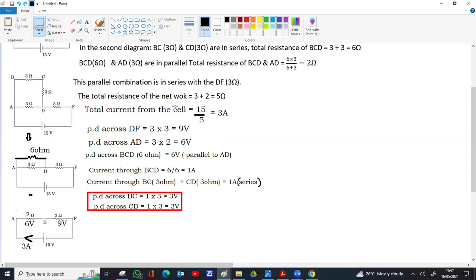So we got potential difference across this 3 ohm. We got across this 3 ohm, which is 6 volt. We got for BC and CD. Now for the capacitor.